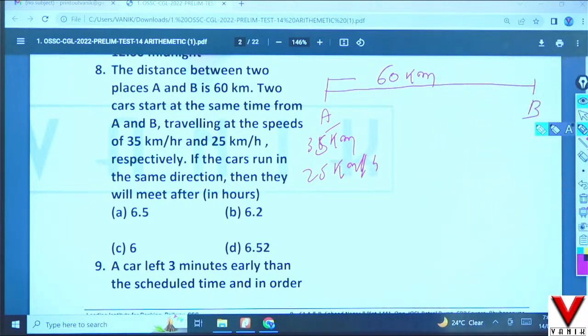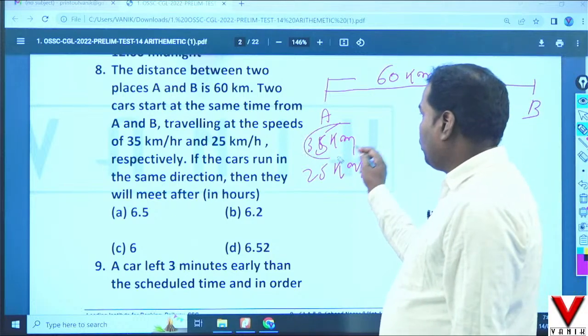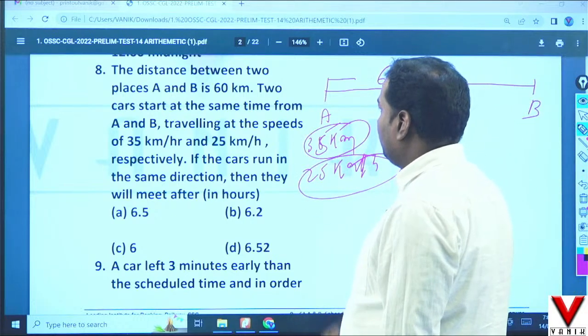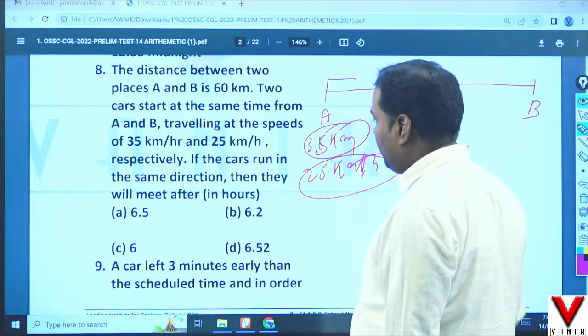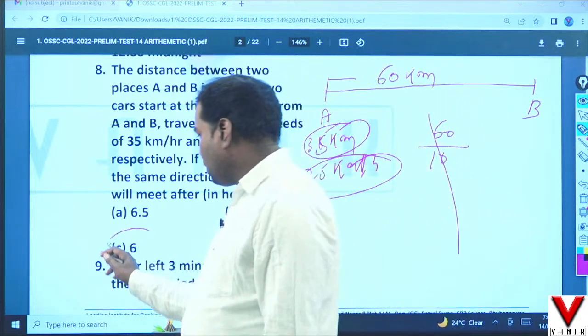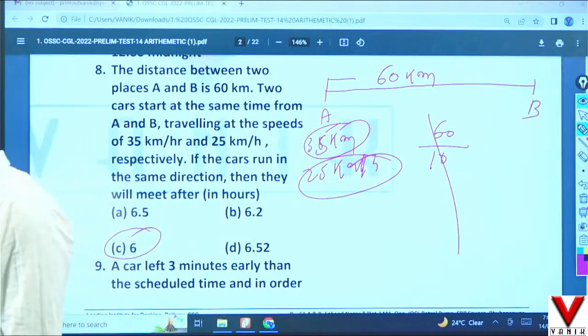So here 35 km per hour and 25 km per hour. The relative speed is equal to 10. 60 by 10, it is 6 hours. 35 minus 25 is 10. 60 by 10, it is 6 hours. Option C is our correct answer.